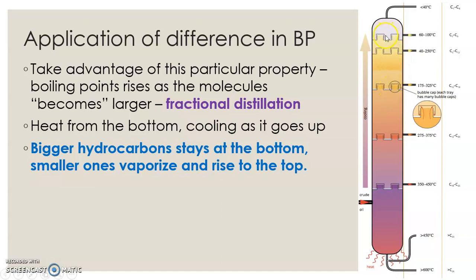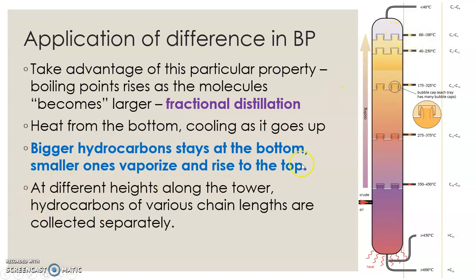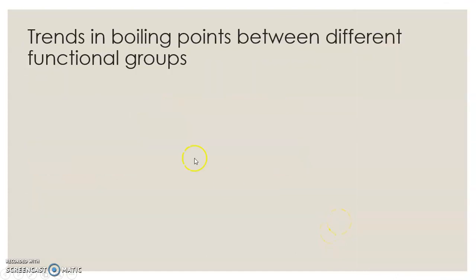And once they go to the top, because the temperature decreases as you go up, they become liquid again and are therefore collected. So at different heights along the tower, hydrocarbons of various chain lengths are collected separately. Okay, so this is an application of boiling points.